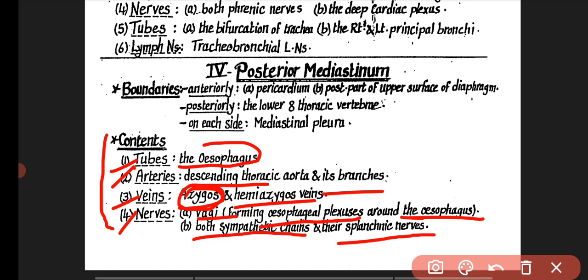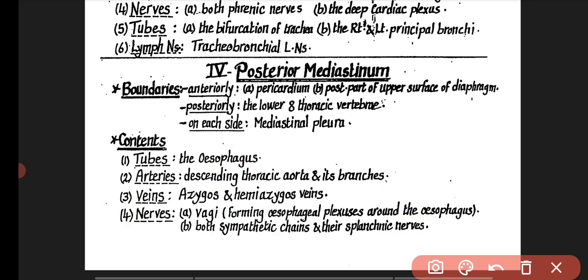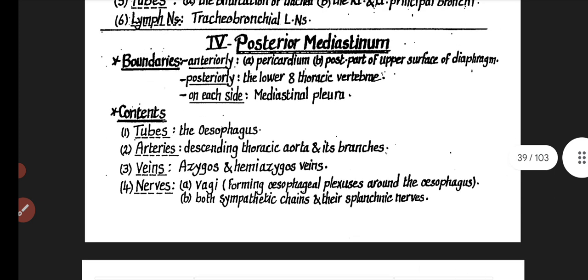In the exam, the whole mediastinum may come. Often the whole mediastinum comes, but regularly it is the division of the mediastinum, the superior division, or the anterior mediastinum, middle mediastinum, or posterior mediastinum that comes in the exam. So this important topic comes to an end here. Okay, thank you.